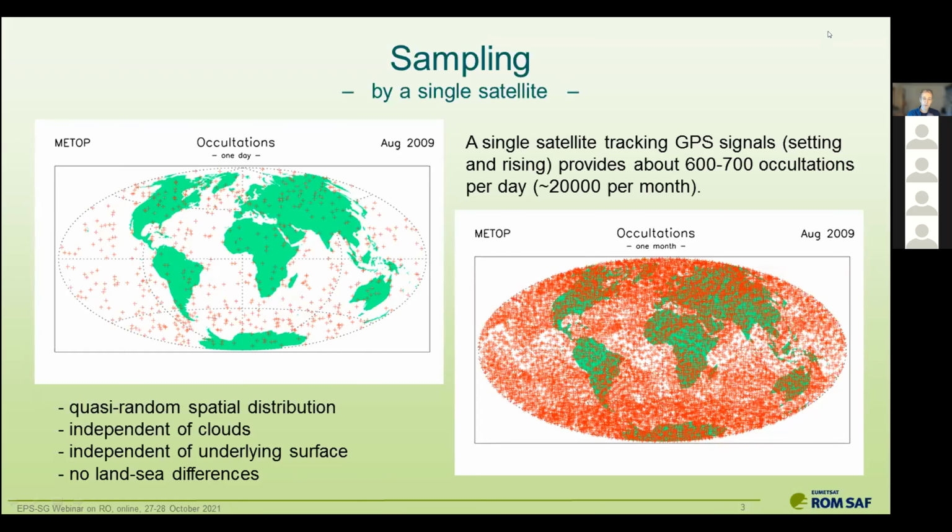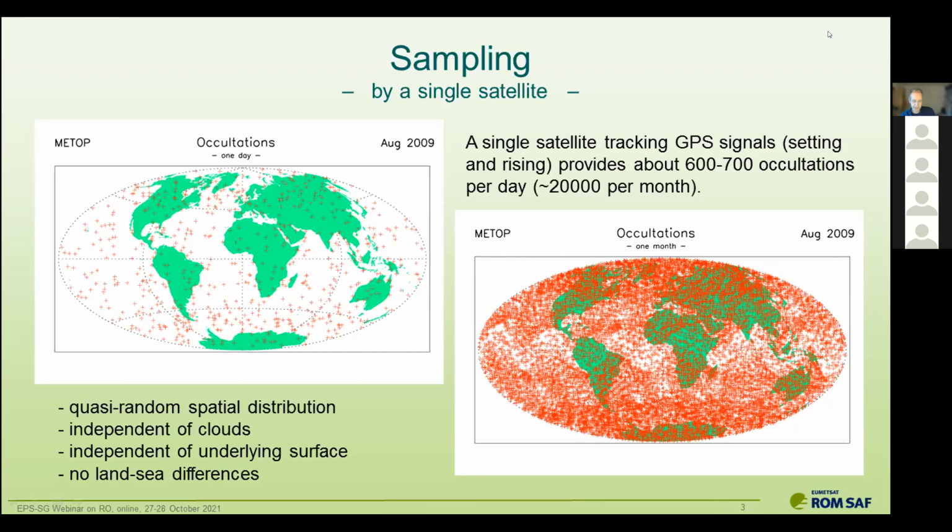So with a single satellite tracking, say, one GNSS system, the GPS system, both rising and setting occultations, we get around 700 occultations. It's perhaps down to 600, 650 occultations per day after quality control and rejection of a certain percentage of profiles, but roughly something like 20,000 occultations per month from a single satellite. And that is the case for the METOP satellites.